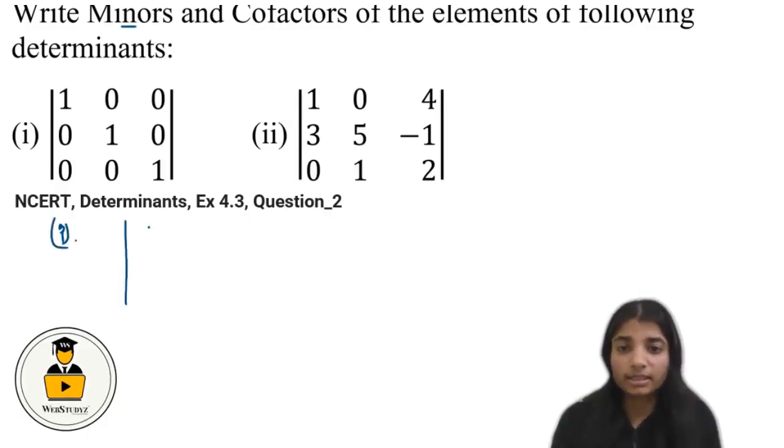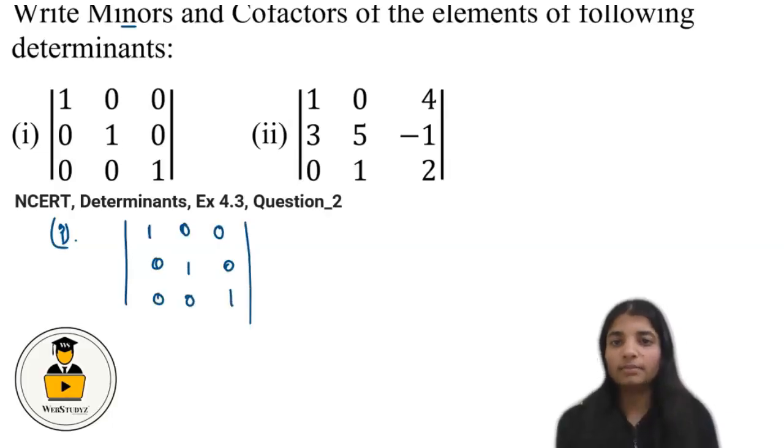So basically this is a 3 cross 3 determinant: 1 0 0, 0 1 0, 0 0 1. So it must have 9 minors and cofactors. If we are considering the minor of A11.